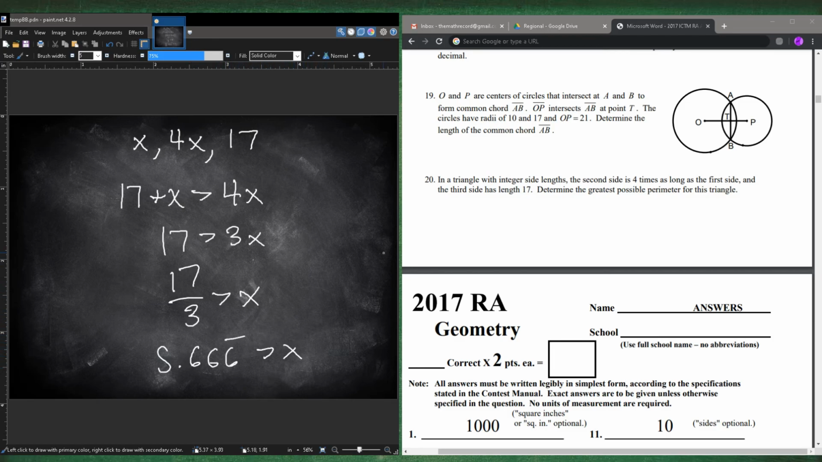So they say that it has integer side lengths, right? So x has to be an integer. So the largest possible x is 5. If x is equal to 5, that means our three side lengths are 5, and then 5 times 4 is 20, and this is 17, right? So 5 plus 20 is 25, plus 17, that's 42. So our answer for number 20 is just 42. Basically just that simple. The answer is the perimeter.